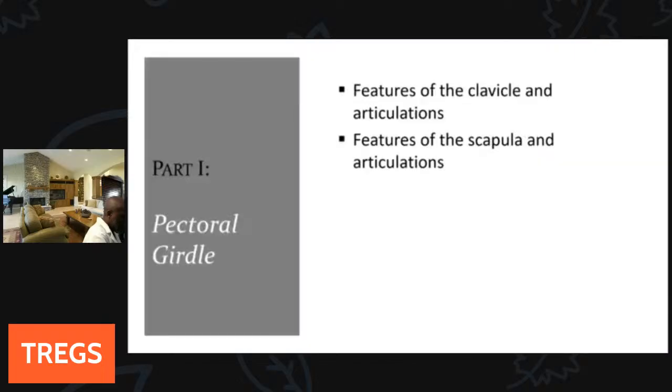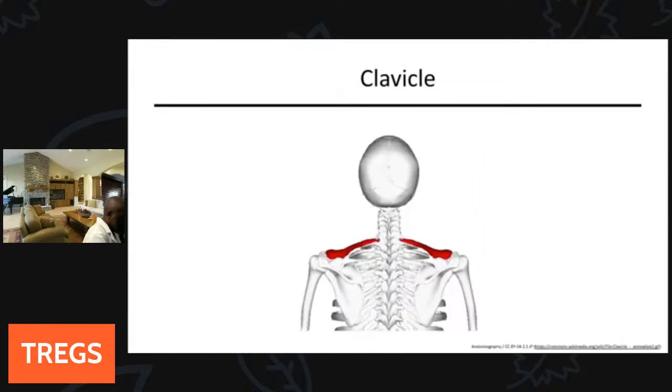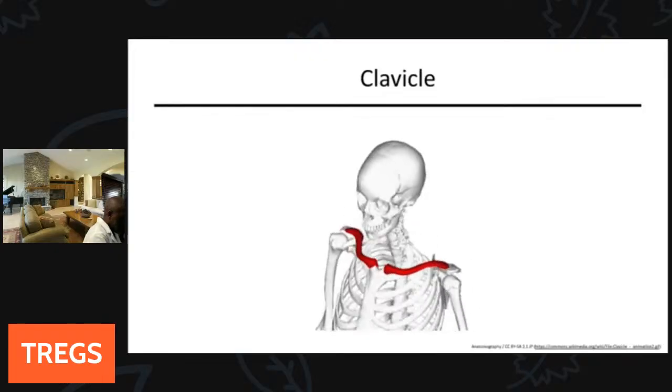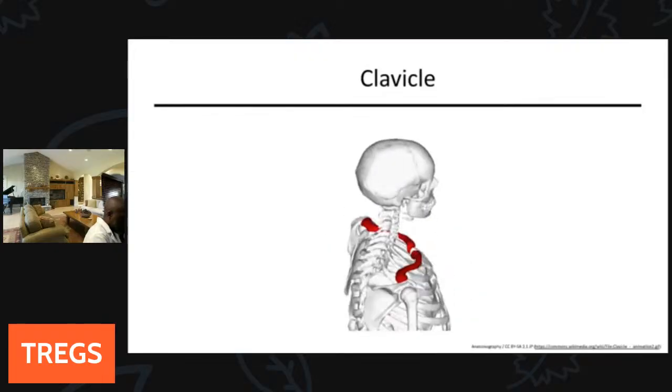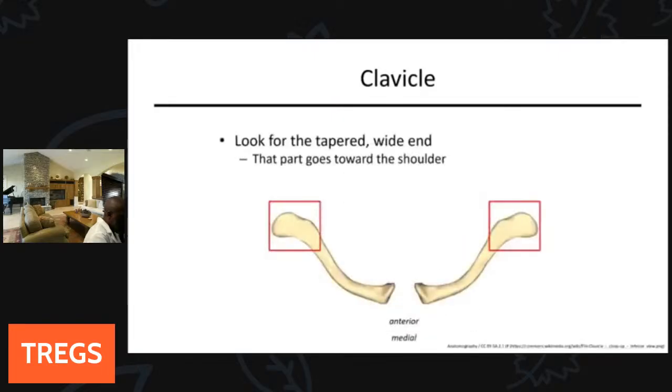Beginning with the pectoral girdle, we see that it's made of two bones, the clavicle and the scapula, commonly known as your collarbone and your shoulder blade. The clavicle is flat, extending from your shoulder, moving medially as it goes anterior. To orient a single clavicle, look for the wide, tapered end. That part will face out towards the shoulder, where the blunt end is the more medial portion that goes against the sternum.